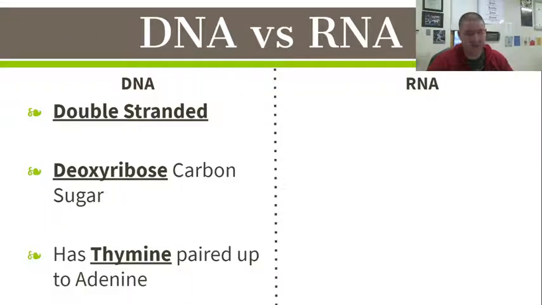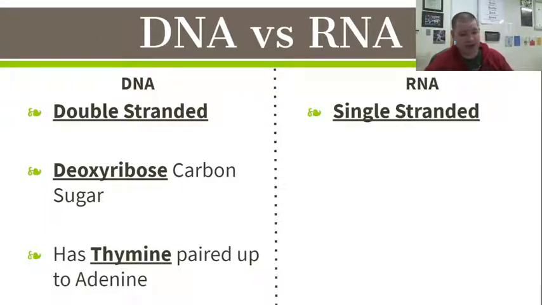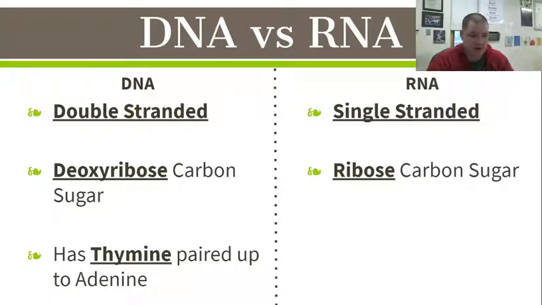RNA, however, here's where the differences come into play. RNA is single-stranded. It's only got one strand to it. So it's just alone by itself doing its thing. It doesn't have its little dance partner with it. So it's riding solo. RNA, single rider. It's got a ribose carbon sugar instead of the deoxyribose sugar, so it's got a different sugar to it. Maybe it's a different molecule if it's a different sugar.